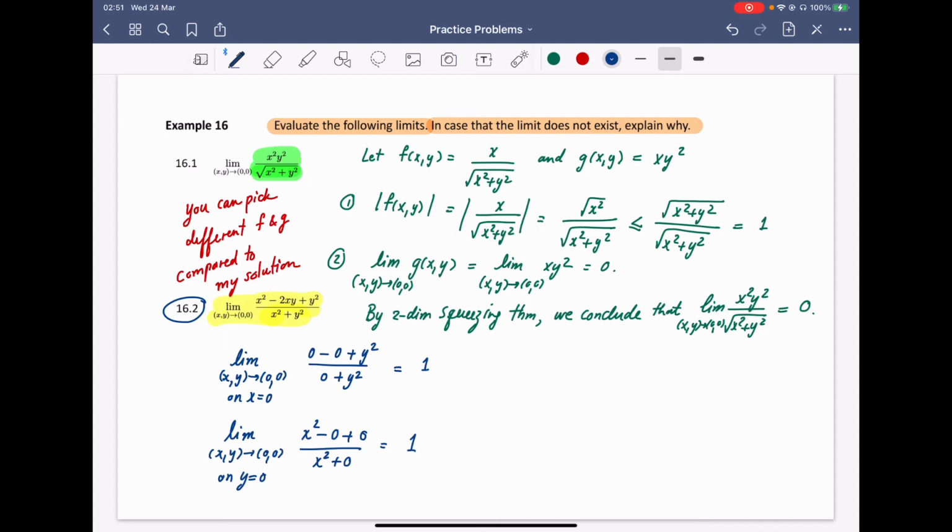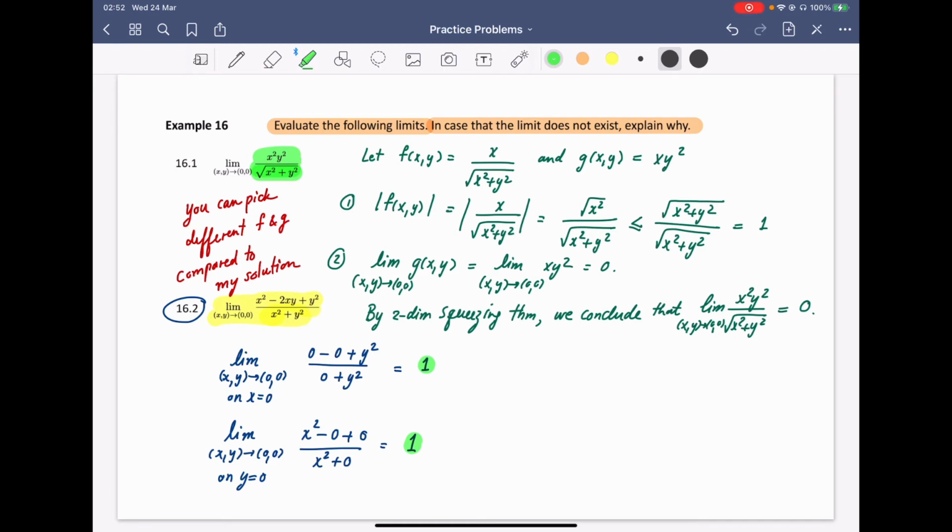gives you different numbers. Well, you still want to do this approach because you can see that the limit here is 1 and 1. So the limit will not be 0 for sure. Because if it is 0, it must be 0 on every single line, every single curve. But here on the first two curves that you pick, you get the limit equal to 1.